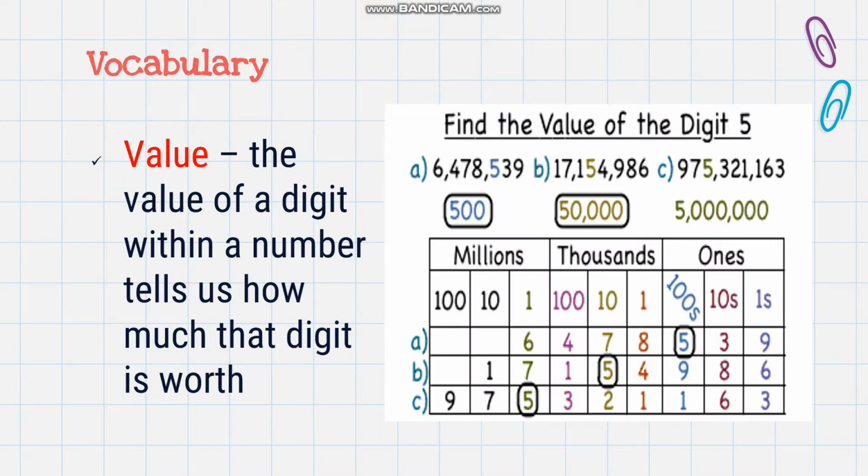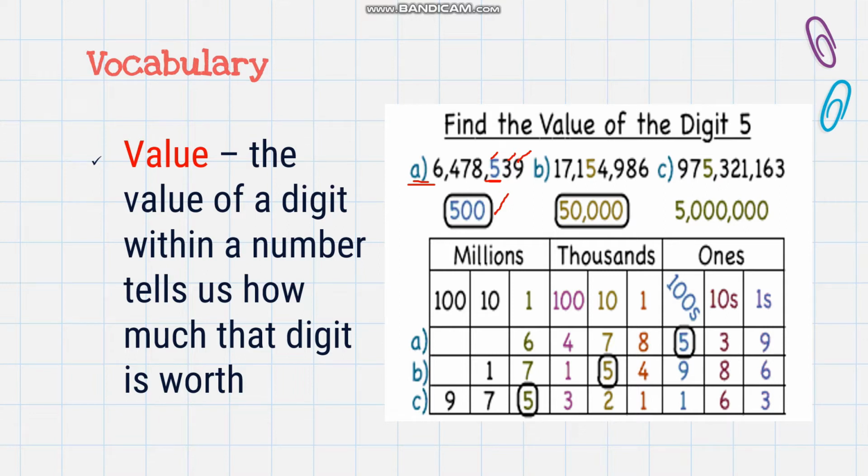Let's talk about the value. The value of a digit within a number tells us how much that digit is worth. For example, let's find the value of the digit 5. Look at this example in letter A. We have 5 here. What is the value of 5? This is ones, tens, hundreds. So 5 is in the hundreds place. So 5 multiplied by 100. That's why the value of 5 in letter A is 500.